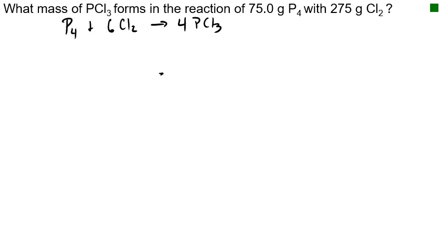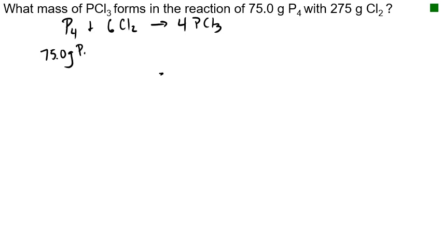Now, we have 75 grams of the P4, so the second method, if you recall, we are going to take each of our beginning amounts and we are going to convert them into the product. And then whichever one produces the smallest amount of product will be your limiting reactant. So in this case, instead of solving for moles, because the question is asking for the mass, I'm going to solve for the mass of PCl3.